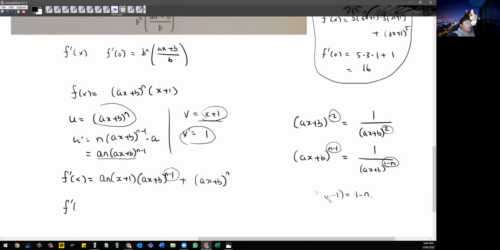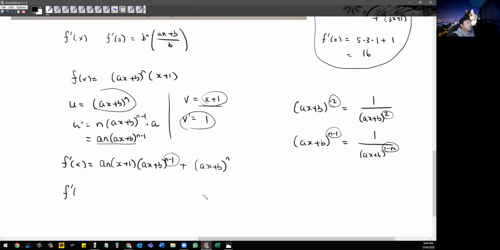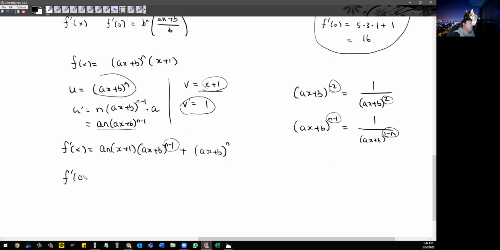So anyway, there's no reason to move this one down. It's going to make things a lot more complicated. Because the differentiation is now done, you could just plug in 0 there, right? It'll be an 1 b to the power of n minus 1 plus b to the power of n, true?